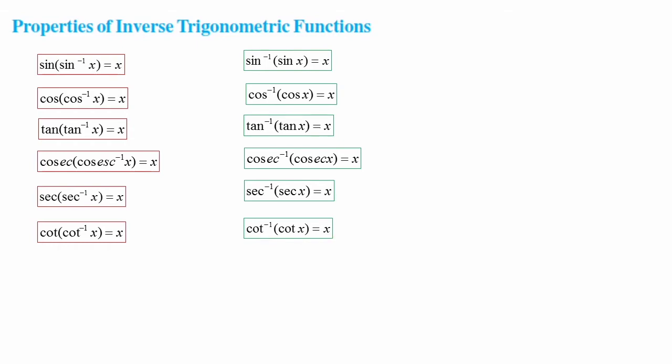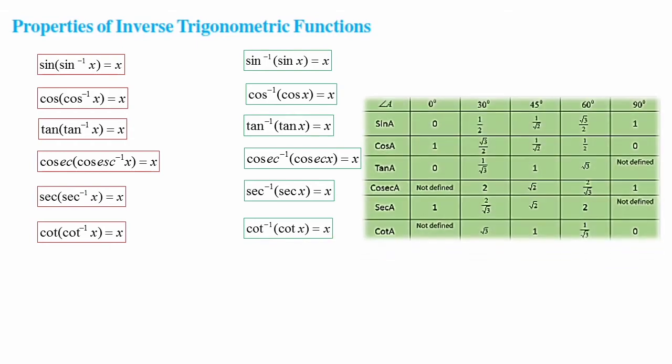Then in the previous class, we have discussed the table of values of angles 0 to 90 degrees: 0 degree, 30 degree, 45 degree, 60 degree and 90 degree. We have to use this table for writing the values, and please make sure that the angles are converted into radians.